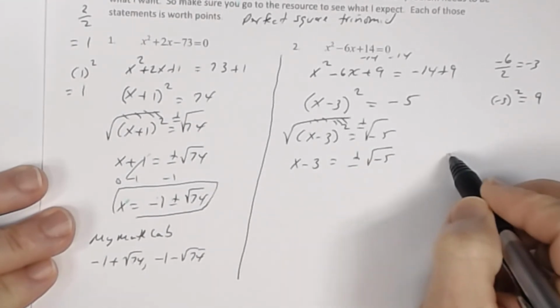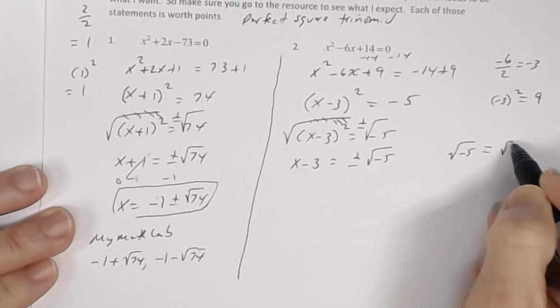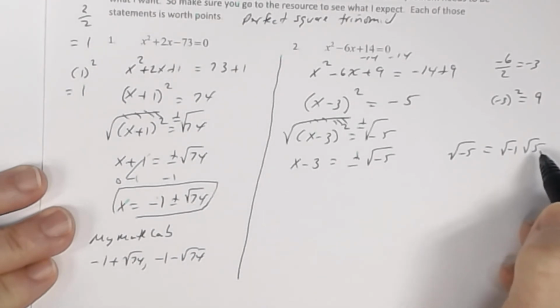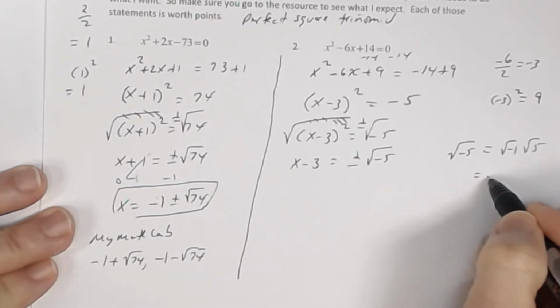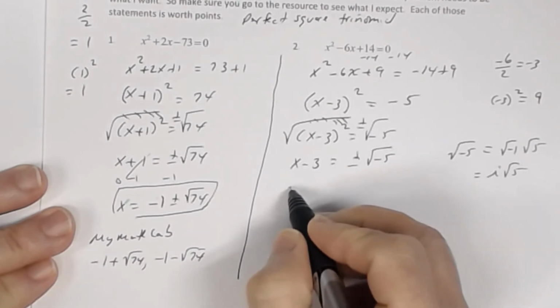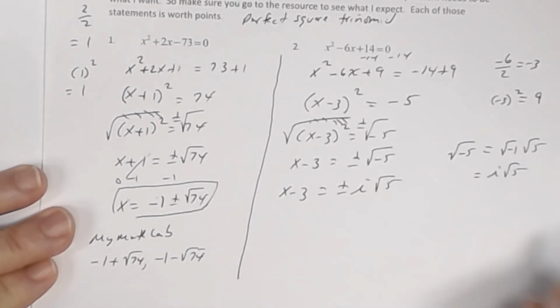Now remember though, you know how to simplify the square root of −5. The square root of −5 is the square root of −1 times the square root of 5. The only perfect square that goes into 5 is 1, so I cannot simplify the square root of 5, but I do know that the square root of −1 is i, so this becomes i√5. And so I'm going to put that here. So I get x − 3 equals plus or minus i√5.